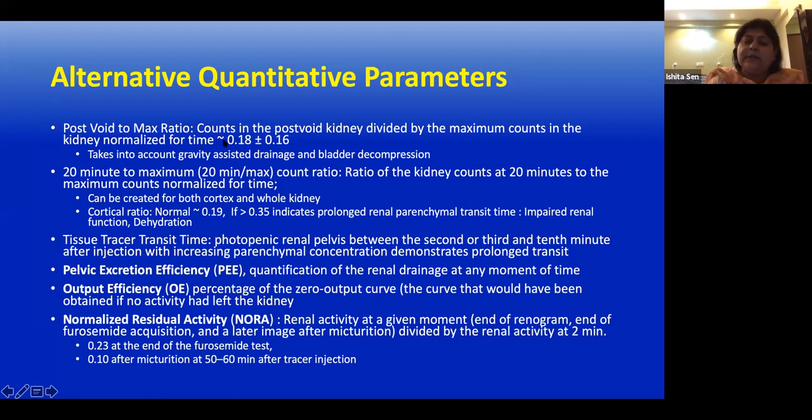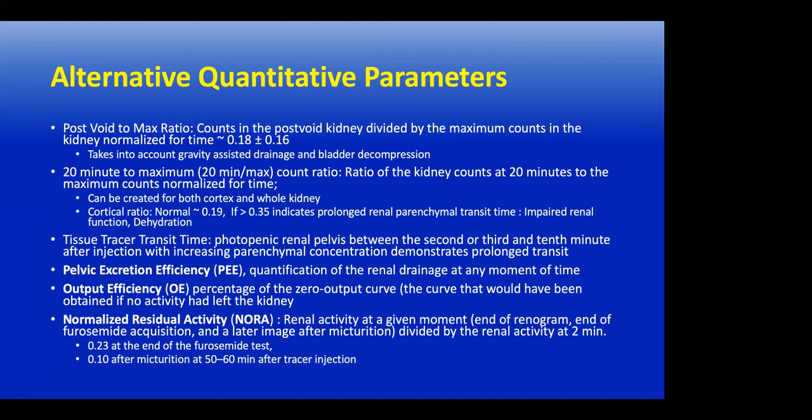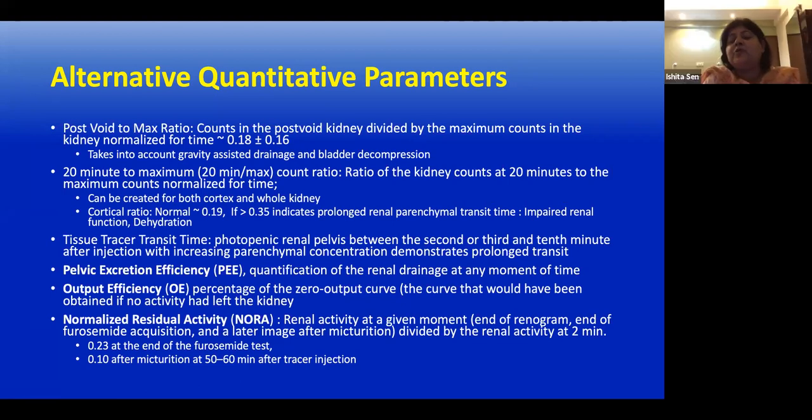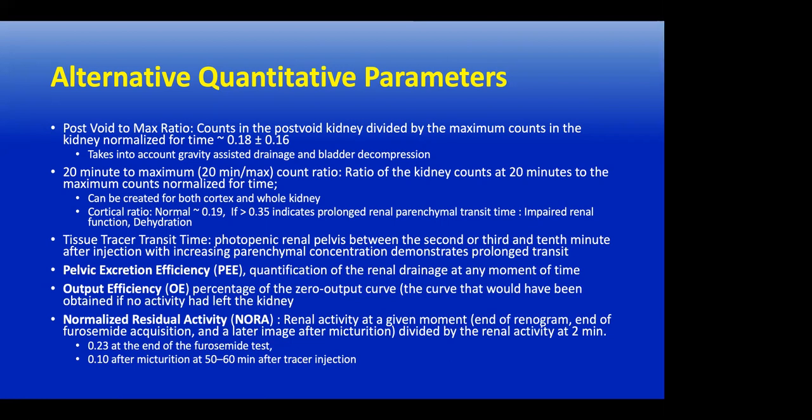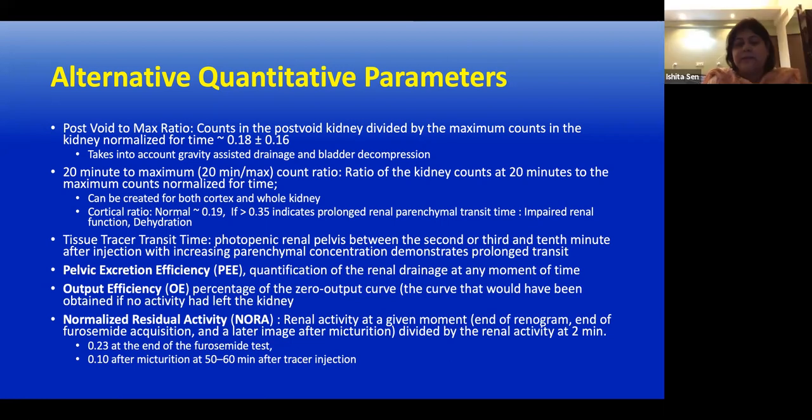Now, these are basically looking at the same aspect. If you just remember a thumb rule, not more than 30% of your peak activity count should be retained in the renal system at 20 minutes post-injection. So this is what you need to remember. All these are basically looking at the same thing and trying to quantify it from different aspects. But as a rule of thumb, less than 30% should be retained in the kidney at 20 minutes of injection of the radiotracer.